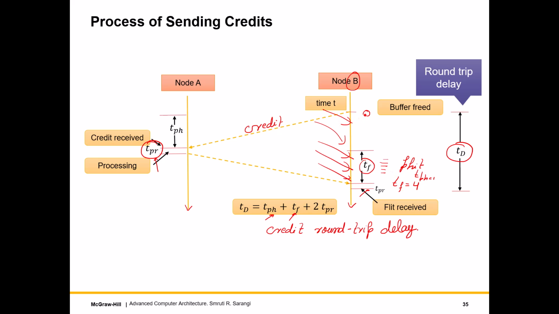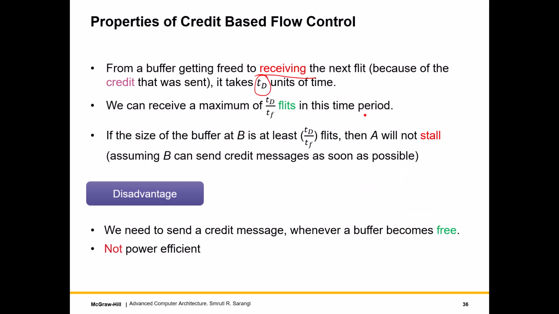So, pretty much, if we do a simplistic calculation based on the assumptions and the reasoning that I just provided, you can receive a maximum of TD by TF flits in this time period, right? So, not more than that. If the time period is TD, then the maximum number of flits that you can fully receive would be limited by this, right?